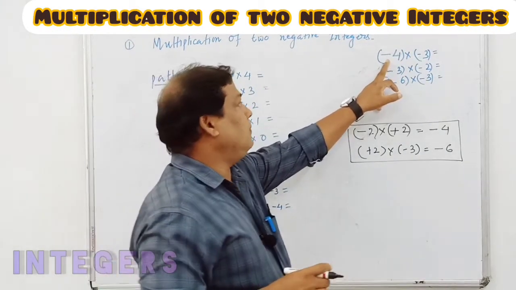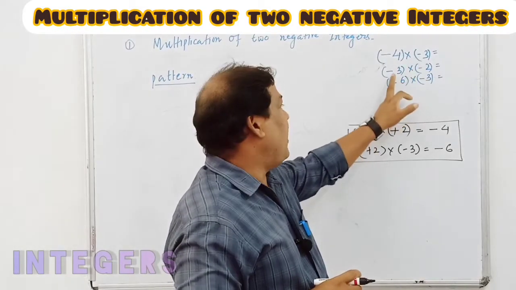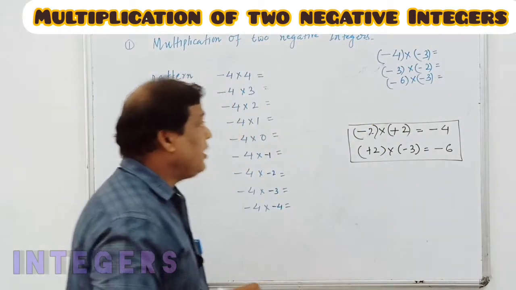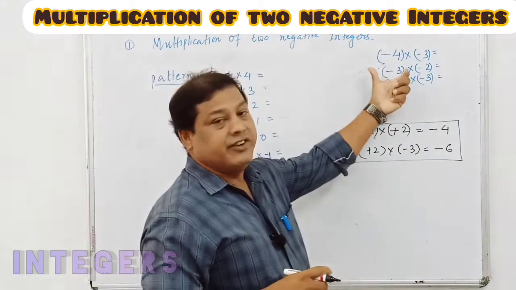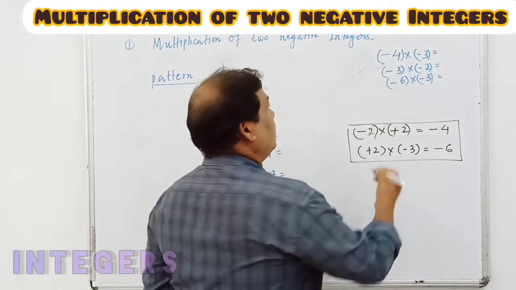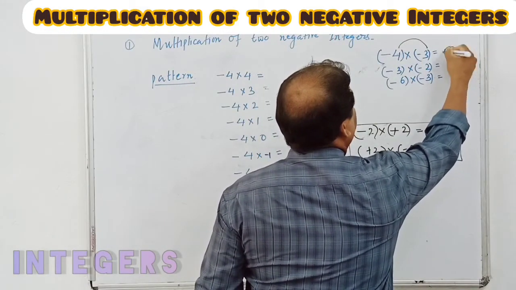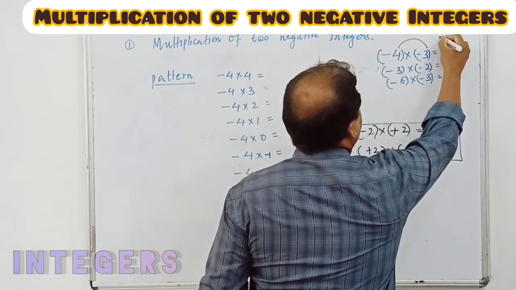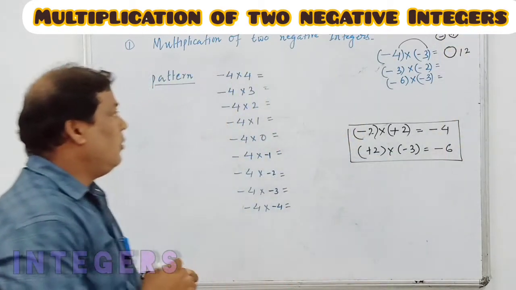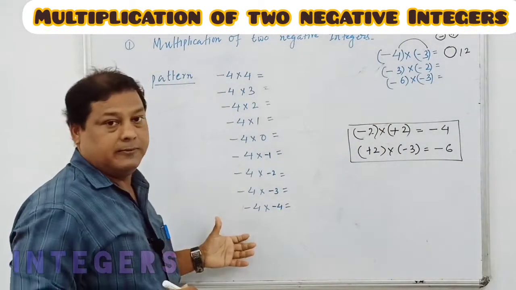See, minus 4 is a negative integer, minus 3 is also a negative integer. Here minus 3 is a negative integer, minus 2 is also a negative integer. So how can we multiply these two negative integers? What will we get as the result? See, 4 times 3 is 12. Now which sign comes here, negative or positive? For this we will do one pattern.